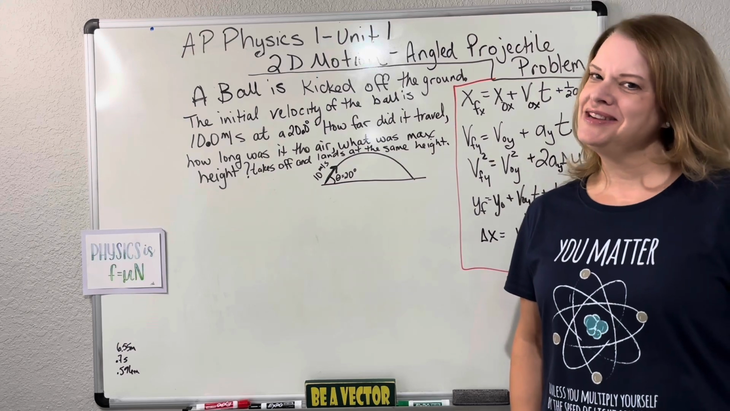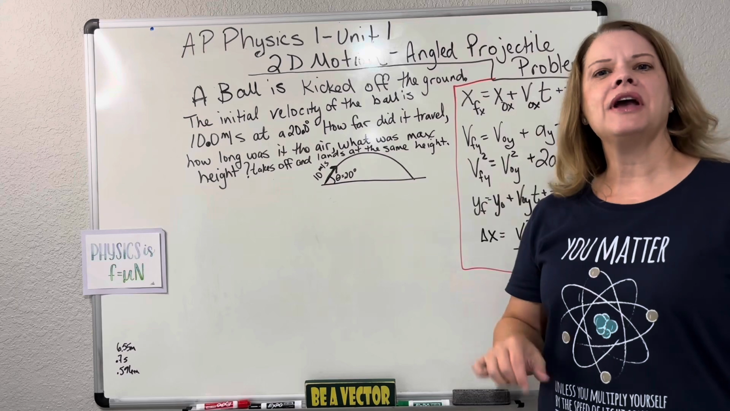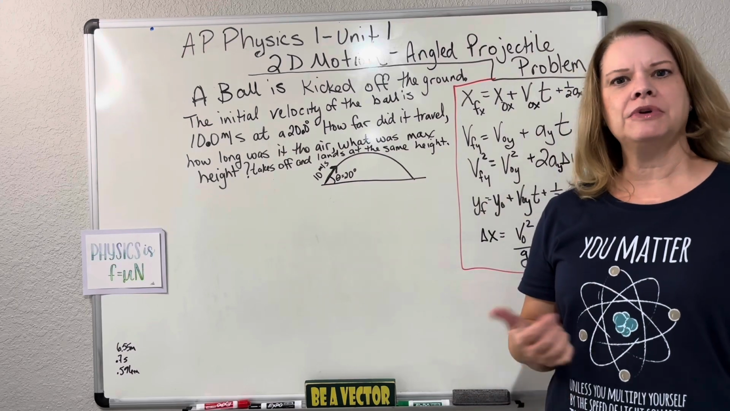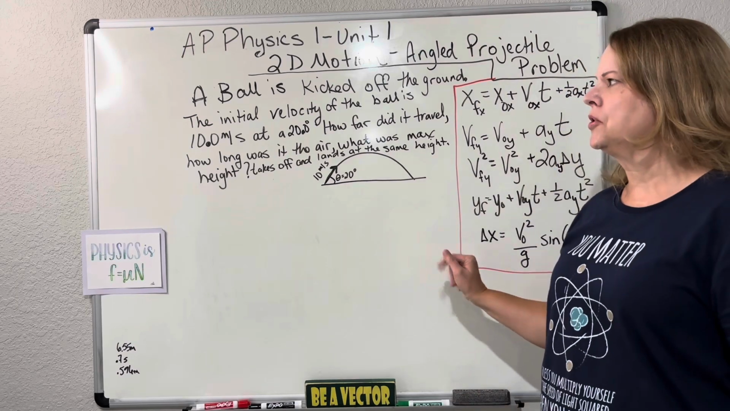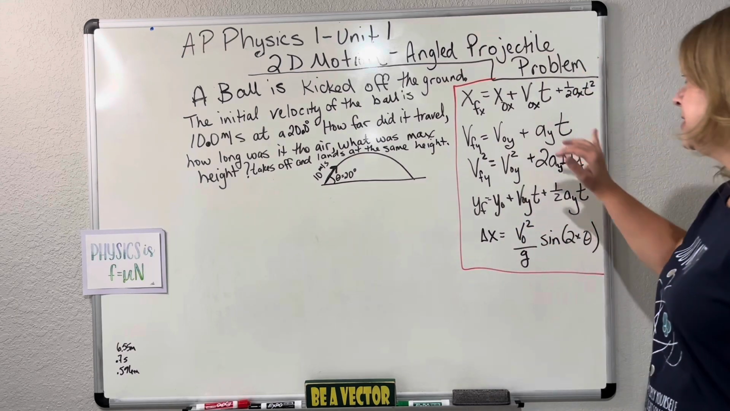Still in Unit 1. We're on 2D motion still, and this is our angled projectile problem. So we thought we'd do an example of that with the whiteboard and show some concepts. Okay, so we're just going to jump in right here.